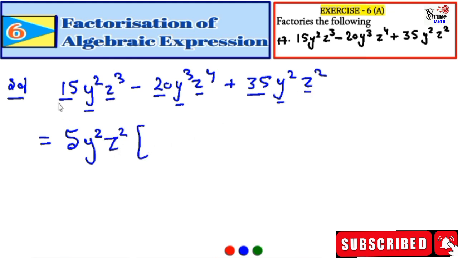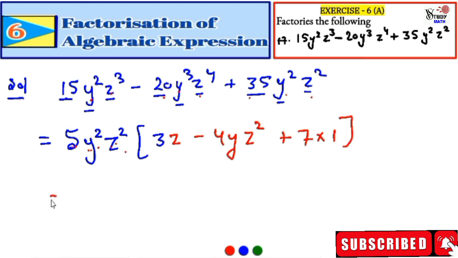Then this 5 cuts this 15 3 times. Y square divides 1 time. And z square divides z to the power 3 z times. 5 divides 20 4 times. Y square divides y cube y times. Z square divides z to the power 4 z square times. 5 divides 35 7 times. Y square divides y square 1 time. And z square divides z square 1 time.